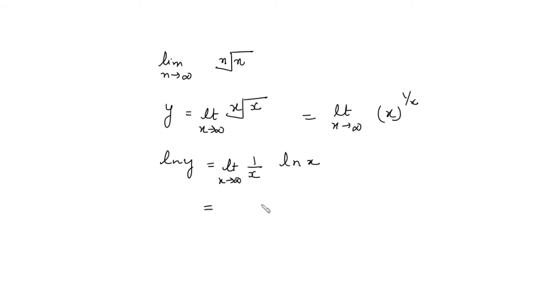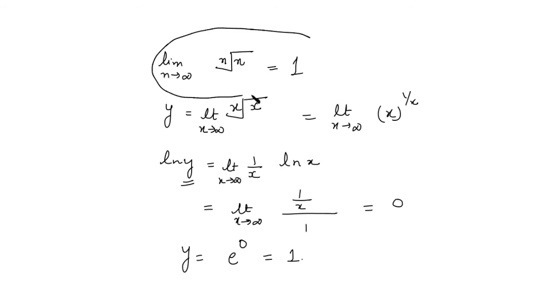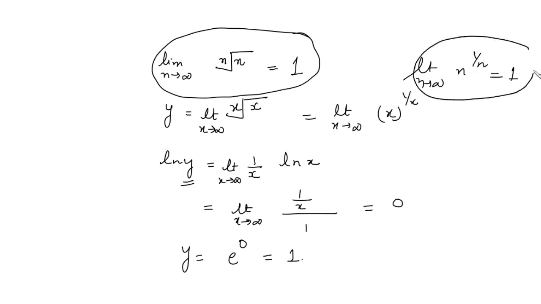Now this is ln x by x, so this is infinity by infinity. So we can apply the L'Hopital rule, meaning we can take the derivative of the numerator as well as the denominator. What is the derivative of ln x? This is 1 by x. What is the derivative of x? This is 1. Now when you put x tending to infinity, you will have this is 0. So what will be the value of y? The value of y will be e to the power 0, which is 1. So what is the value of this limit? This is 1. So the limit of the nth root of n will be 1 when n approaches infinity.